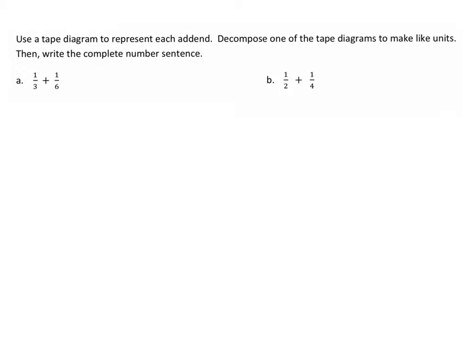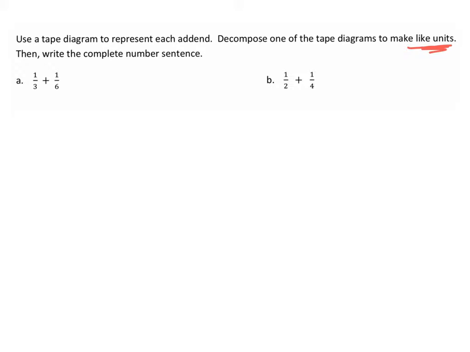Use a tape diagram to represent each addend. Decompose one of the tape diagrams to make like units. Then write the complete number sentence. So here where they say like units, that's where we want to make those common denominators.